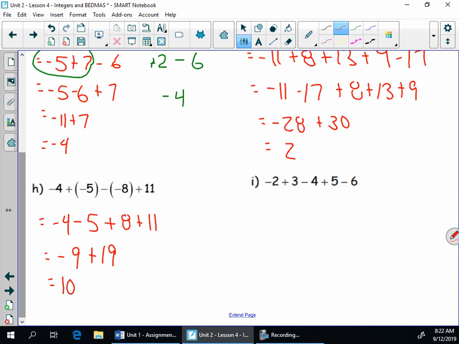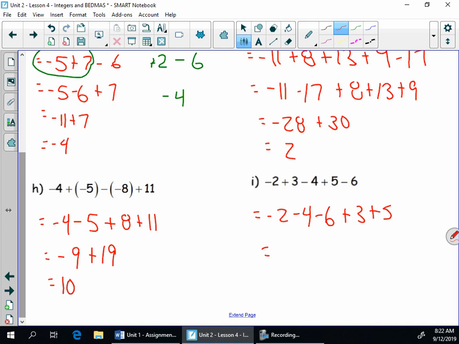And the last one, no signs to worry about here. I got no double signs. We got -2 and -6. Oh, there's a -4 in there. I missed it. Put that in there. -4, -6, and +3 and +5.